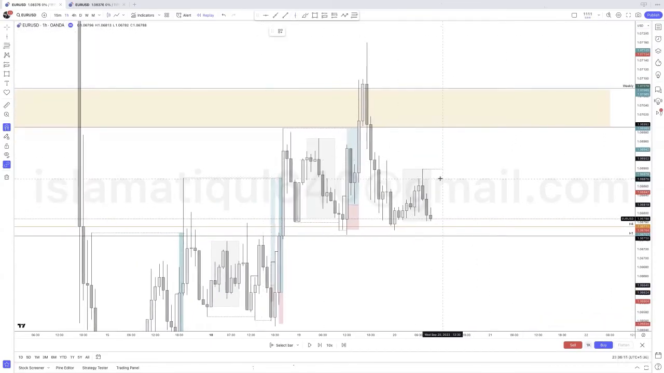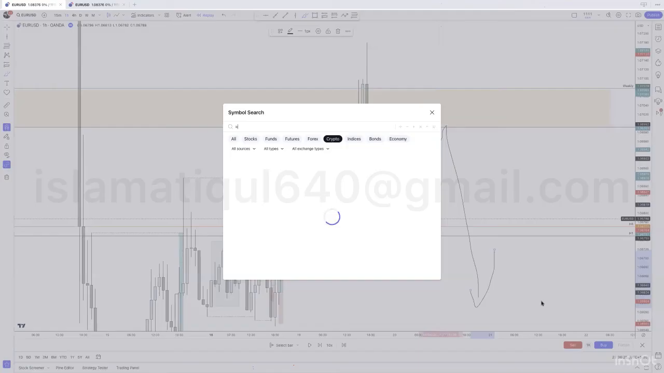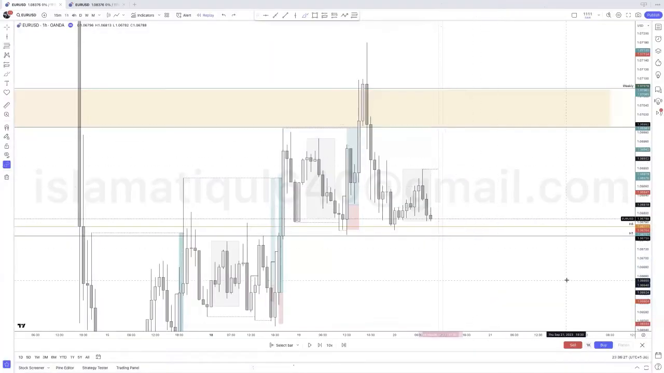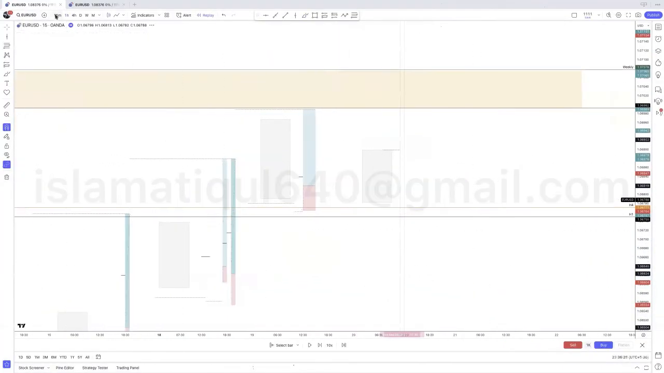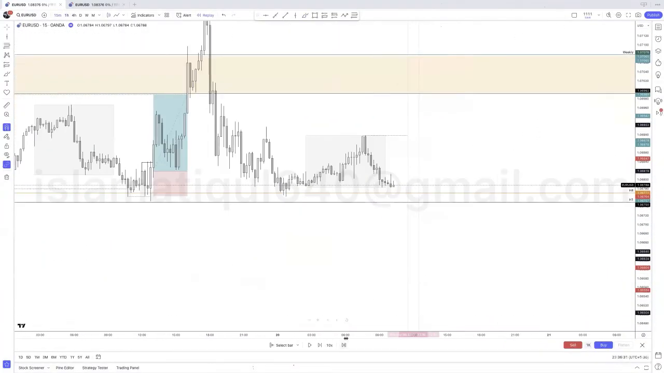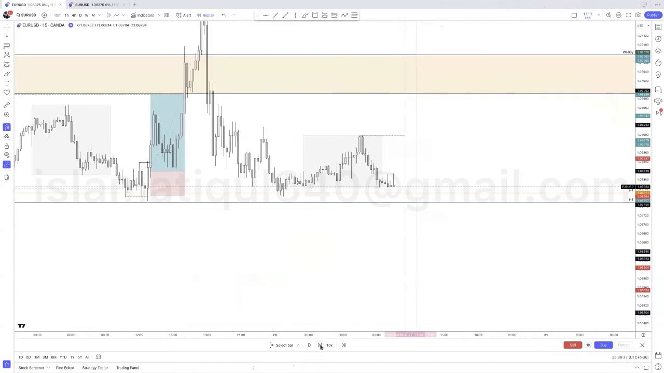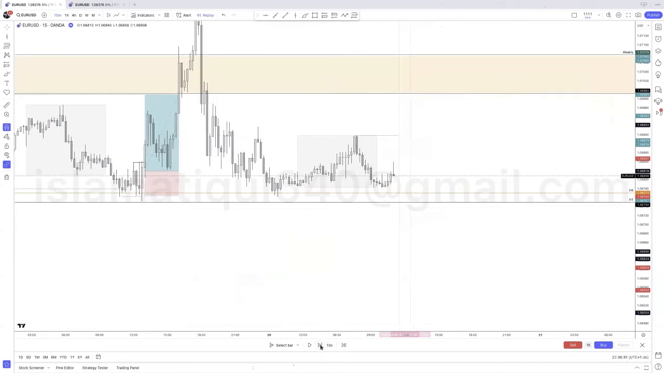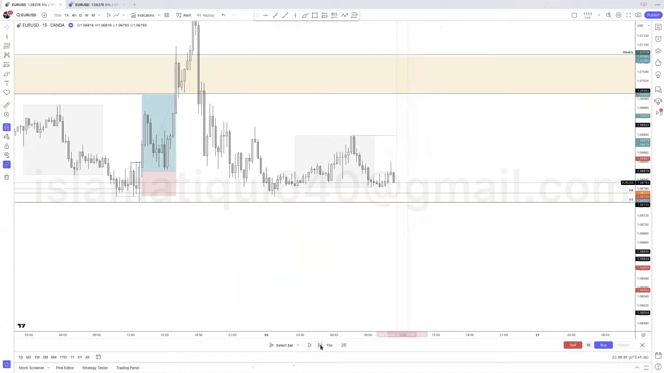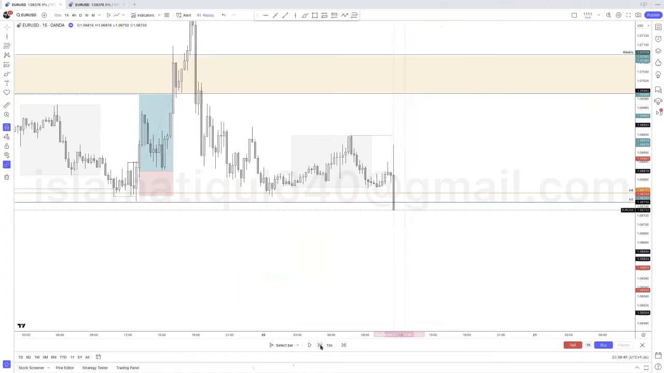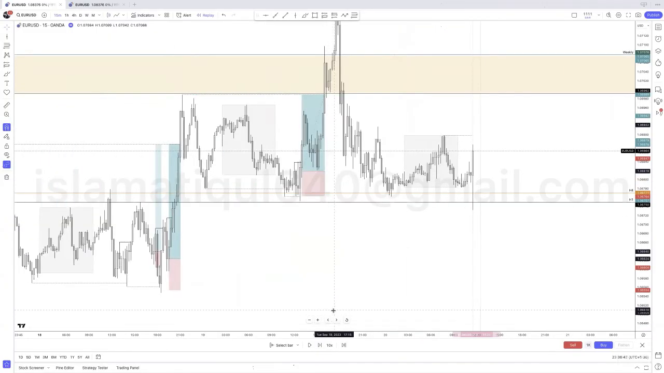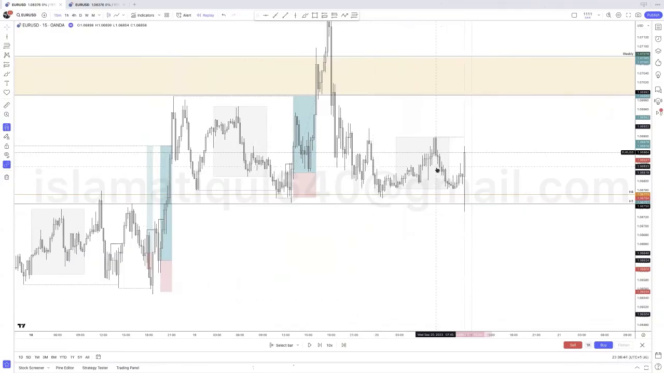Yeah, 12:30 and 11:30. Now we could expect a sweep, then a drop. You could expect the sweep and the drop. So let's see. Let's wait for the London session. Oh, once again into that.